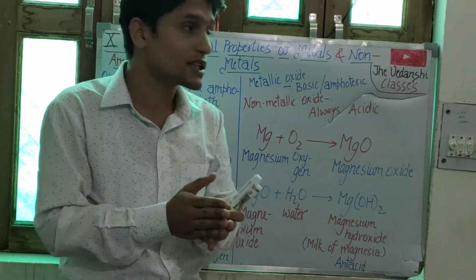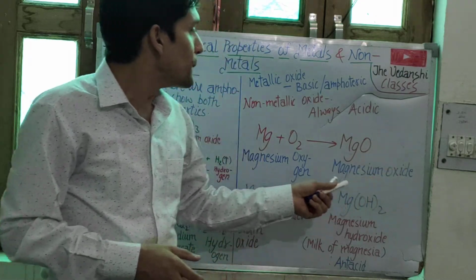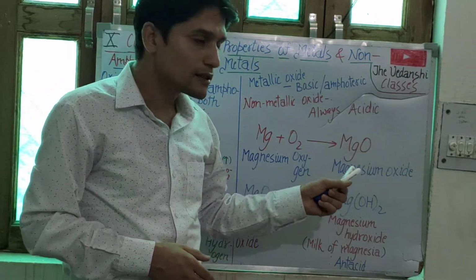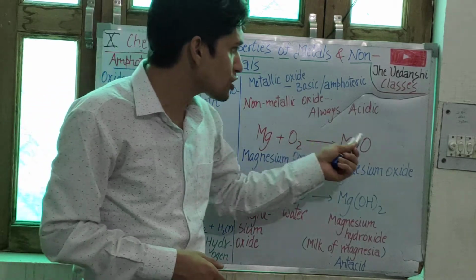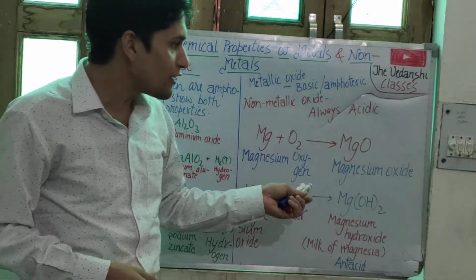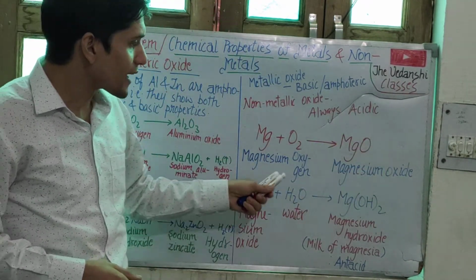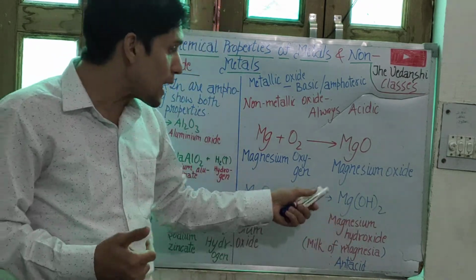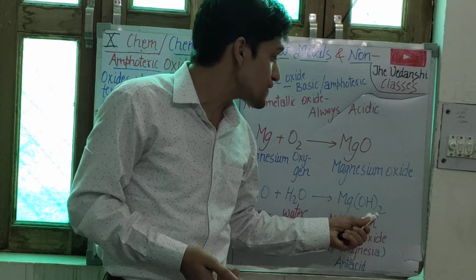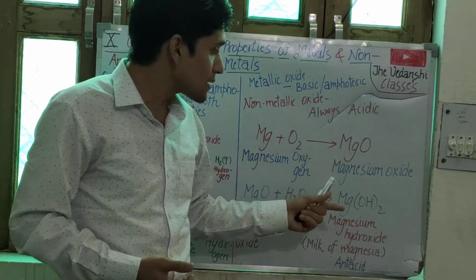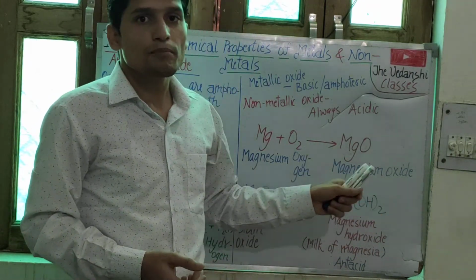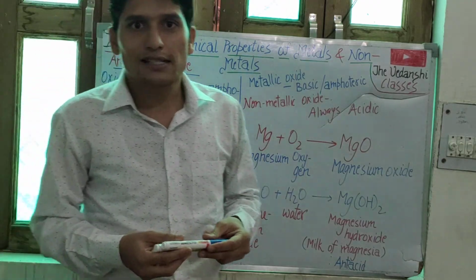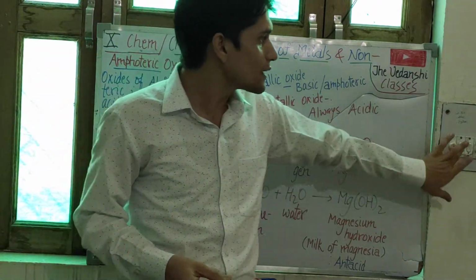Yesterday we had discussed that when metals react with oxygen, they form basic oxides. That means when magnesium reacts with oxygen, it forms magnesium oxide. And when this magnesium oxide reacts with water, it forms magnesium hydroxide. Now I told you that where there is OH, it is basic; it shows that metallic oxides are basic in nature. Let's understand this with the help of an activity.